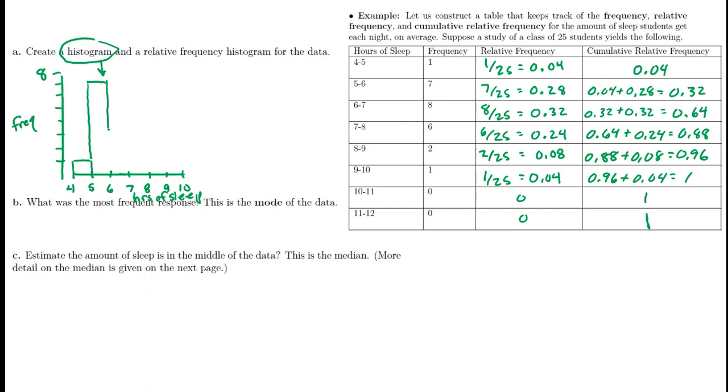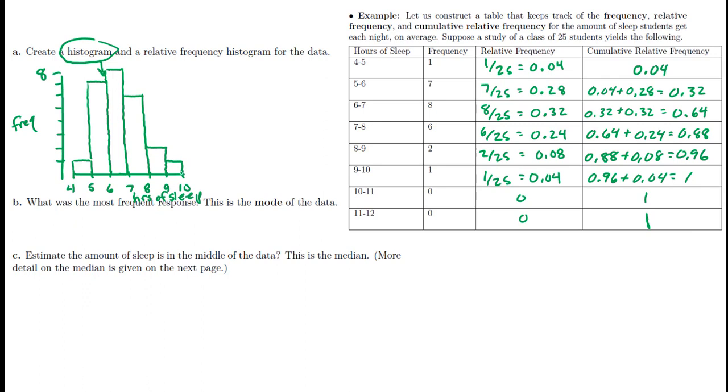Because 7 people get between 5 and 6 hours of sleep. This one's going up to 8. Then we've got, and of course I'm freehanding this, so this isn't quite as pretty as I'd like. Between 7 and 8 is 6 people. Between 8 and 9 is 2 people. And between 9 and 10 is 1 person. So there's my histogram. Okay.